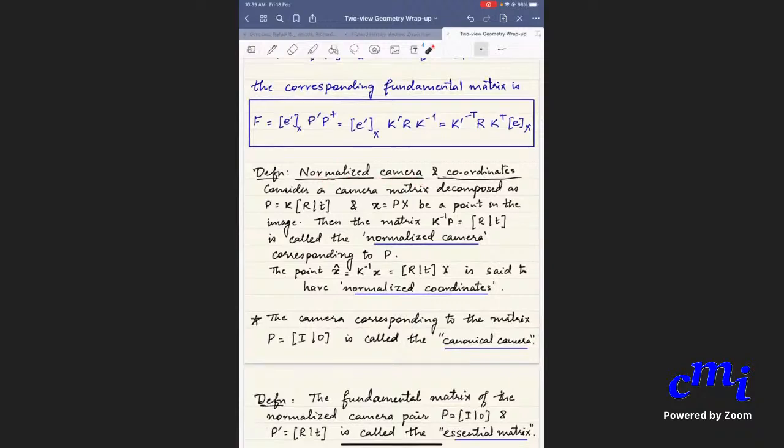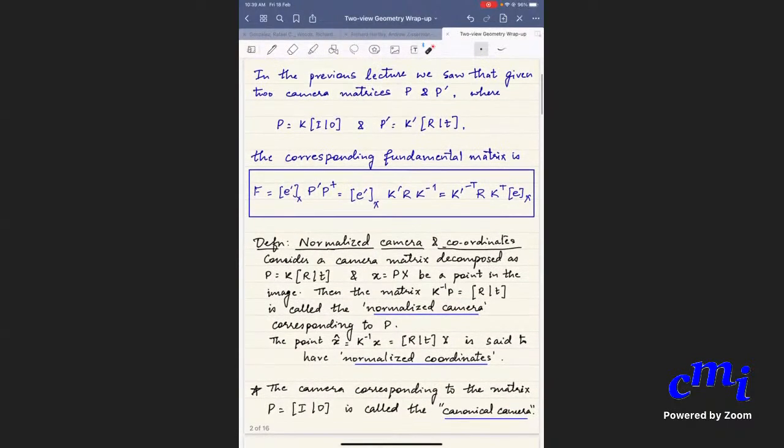So normalized camera means... Hello, ma'am. Yes, is there a question? Can you rotate your screen for better view? Oh, sorry. Yes, I should do that.